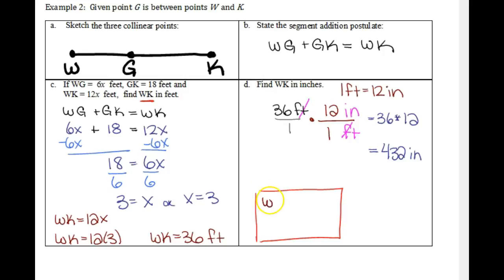So to recap, WK is 36 feet. WK is also 432 inches.